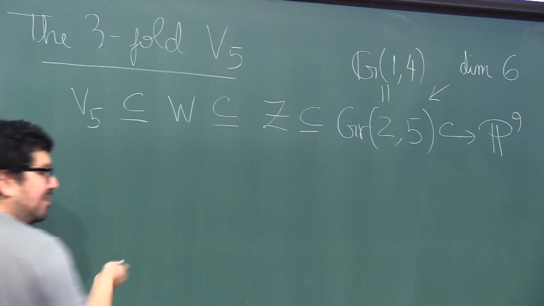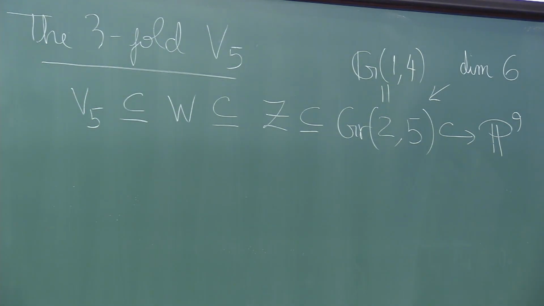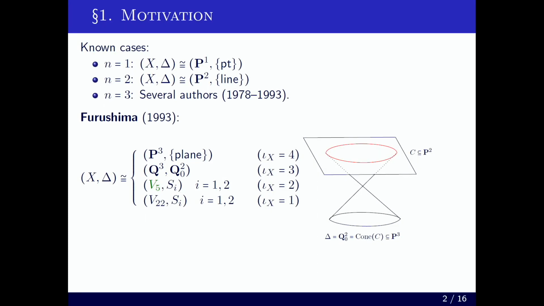If you want, you can take another one. You get the quintic del Pezzo surface. But let's stop there. Each of these varieties is also different because they have different Fano index, as you may see over here.